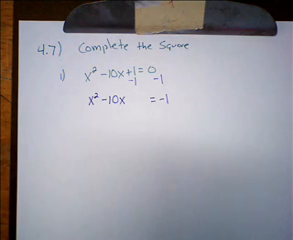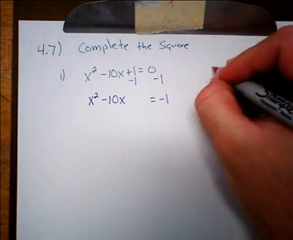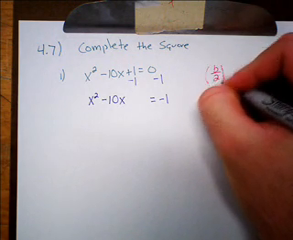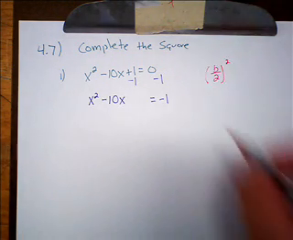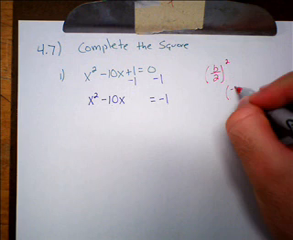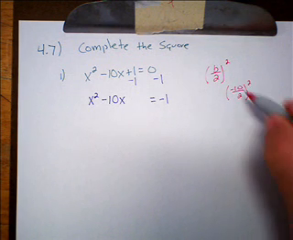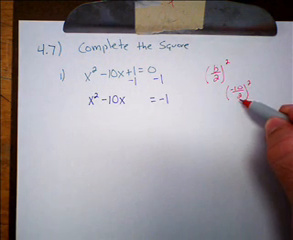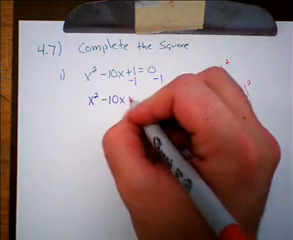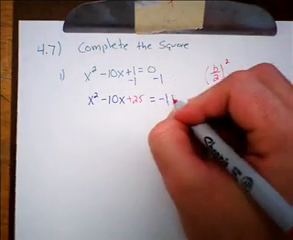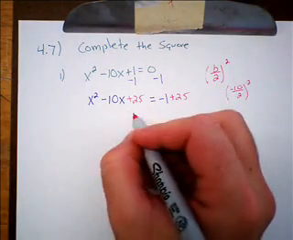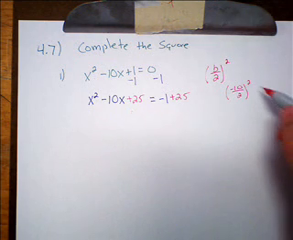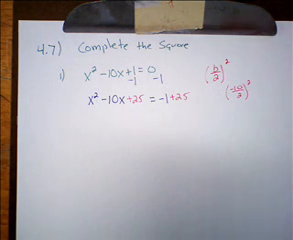Well, there's another formula that you have to know, and it is b over 2 squared. Well, my b is negative 10. Negative 10 divided by 2 is negative 5. Negative 5 squared is positive 25. And this number that's in red will always be positive, okay? Because anytime you square something, it turns it positive.